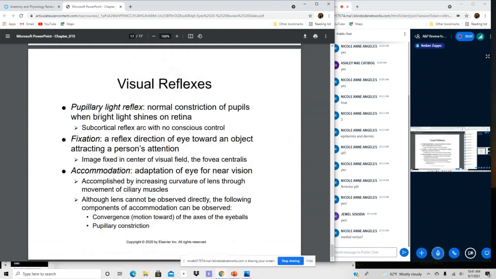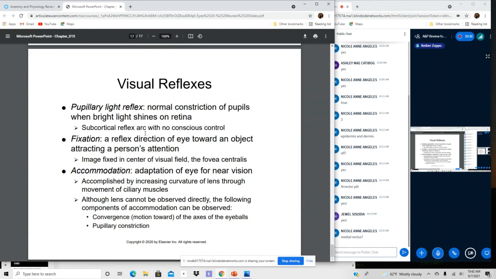The pupillary light reflex. It is a normal constriction of the pupils when bright light shines on the retina. So remember, we said when light is shone into the pupils, the normal reaction, the expected finding that we would see in our patients as nurses, is pupil constriction.